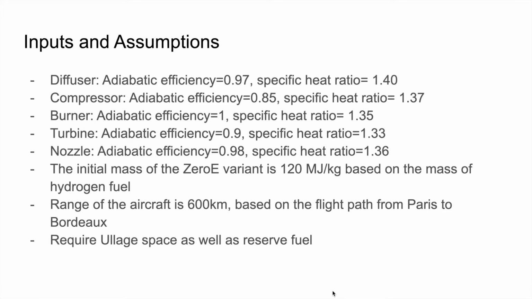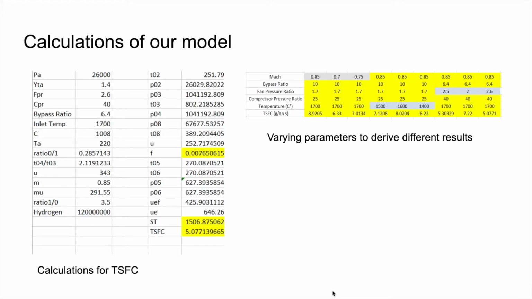Paris to Bordeaux. In slide 4, we can see the calculations used to obtain our results and the parameters used to achieve those results. On the left snippet, we can see the calculations to get the fuel to air ratio, the specific thrust, and the thrust specific fuel consumption. We've used ambient pressure, ISA, fan pressure ratio, compressor pressure ratio, bypass ratios, inlet temperatures, and a Mach number of 0.85. And on the snippet to the right, we can see how different parameters give different results.